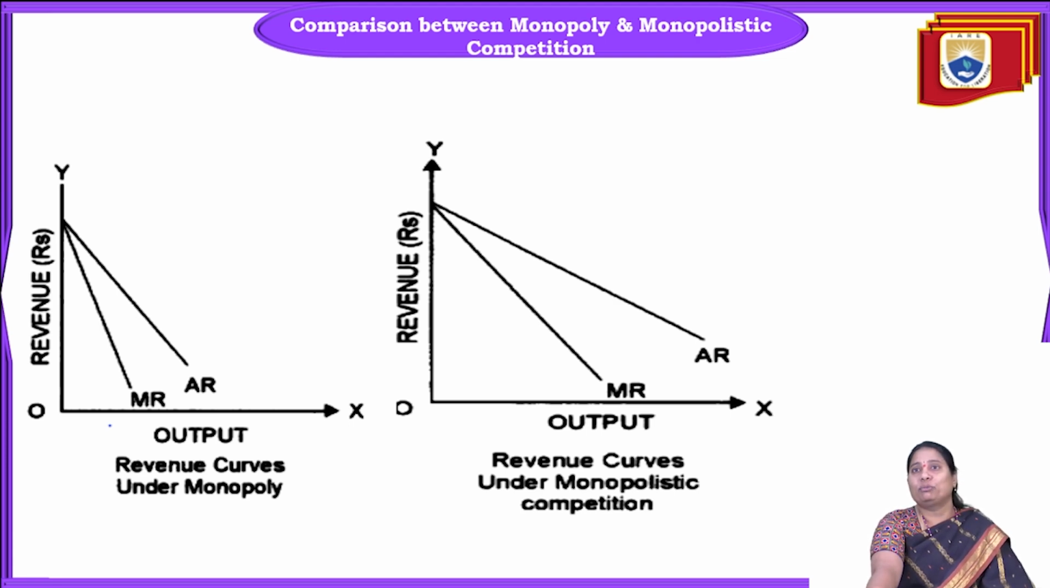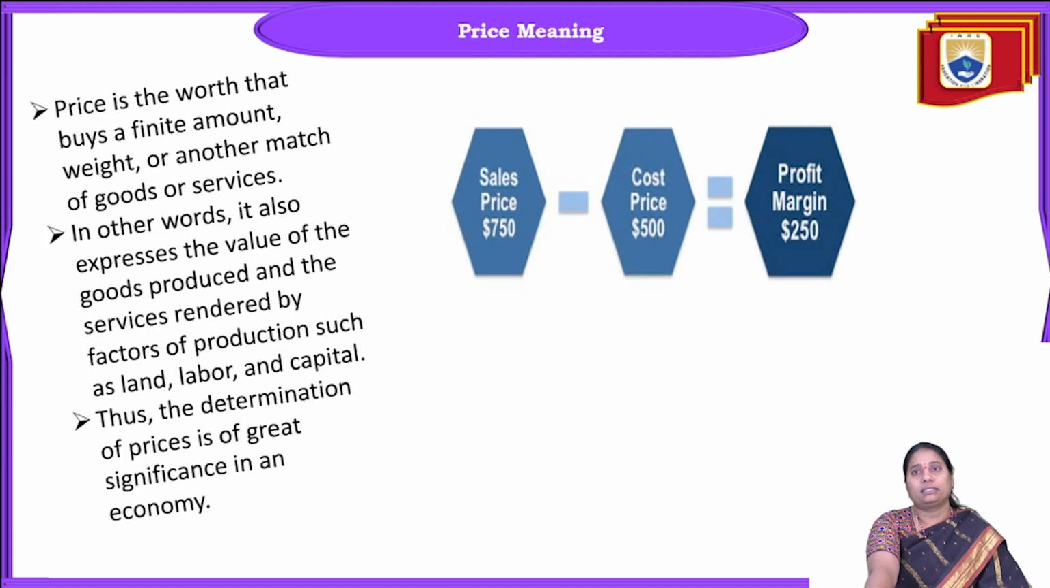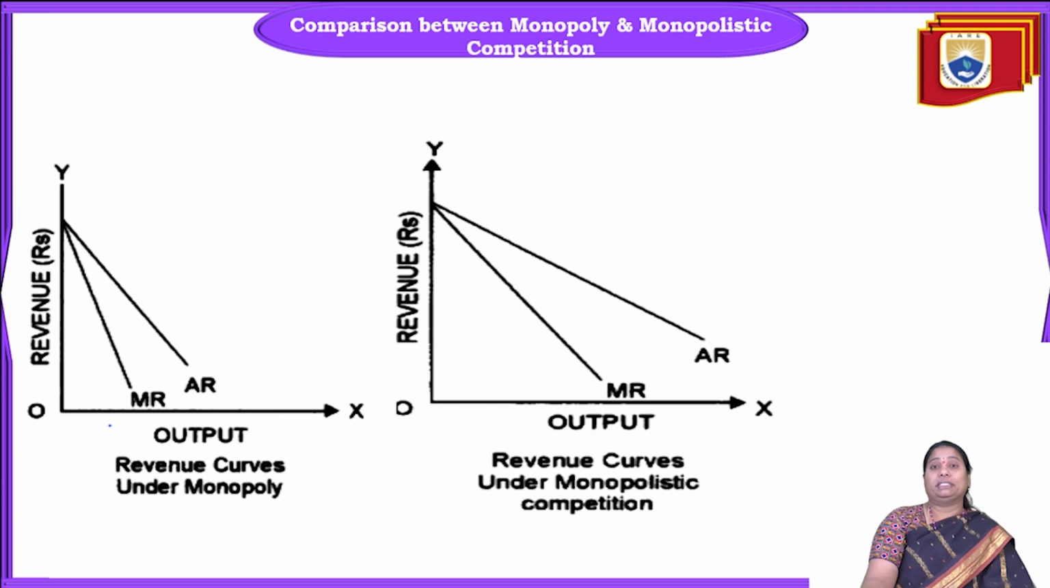Here, there is no comparison between the monopoly and the monopolistic competition. There is no meeting point of the marginal revenue and average revenue, because two different industries were taken into consideration. In their own way, they are all correct. So that is the competition: perfect competition and imperfect competition markets.